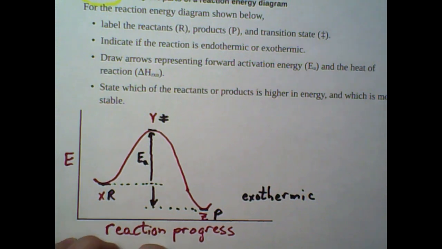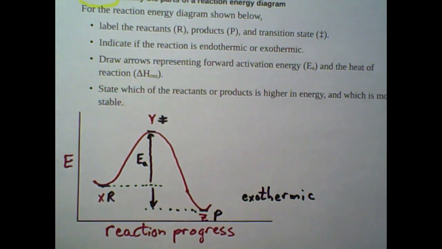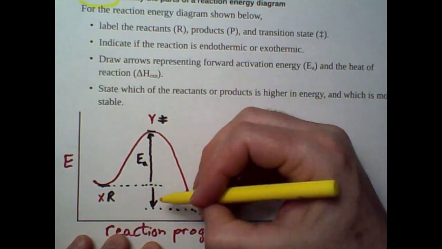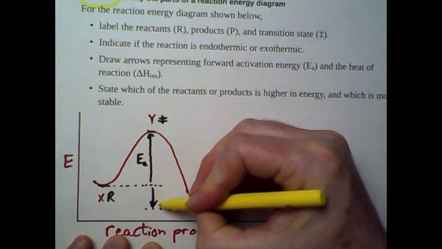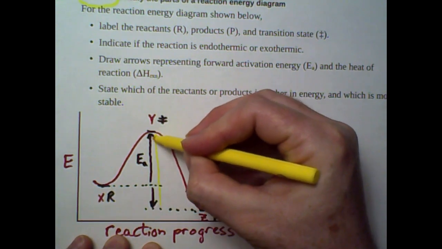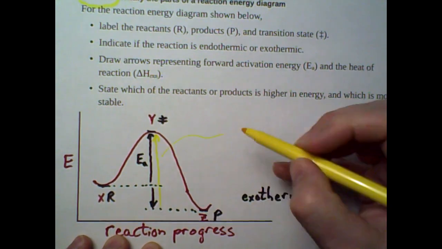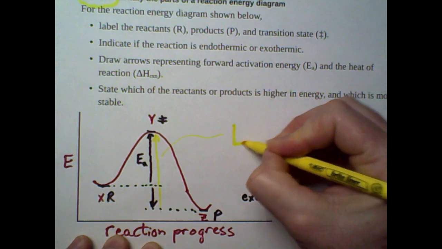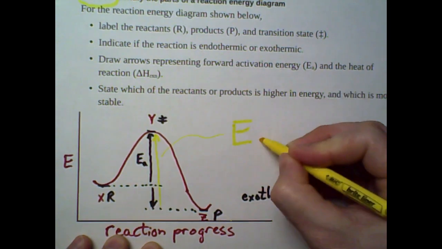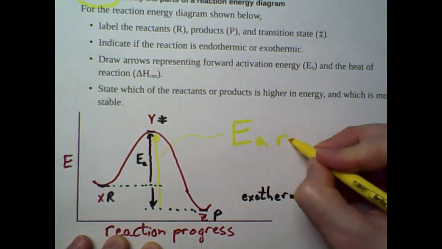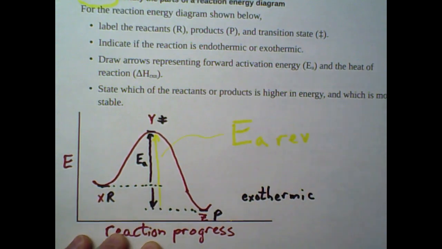Now the reverse reaction also has an activation energy. That starts where the products are and goes all the way up to the top. That would be the activation energy of the reverse reaction or the backwards reaction.